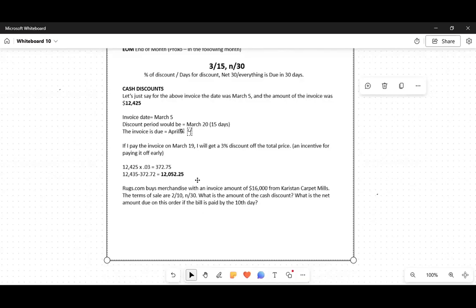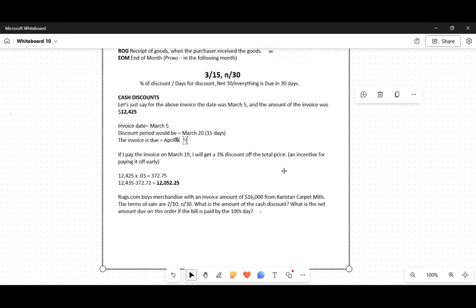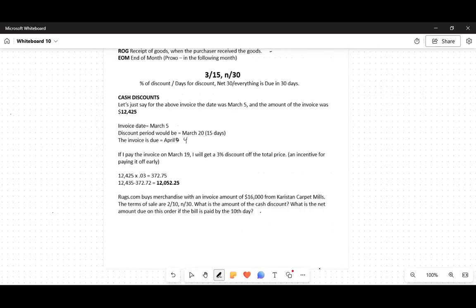Rugs.com buys merchandise with an invoice amount of $16,000 from Kerrison Carpet Mills. The terms of the sale are 2 and 10 and 30. What is the amount of the discount? And what is the net amount due on this order if the bill is paid on the 10th day? So the 10th day is within the period of 2% off. So I could simply take the 16,000. I can multiply it by 0.02.